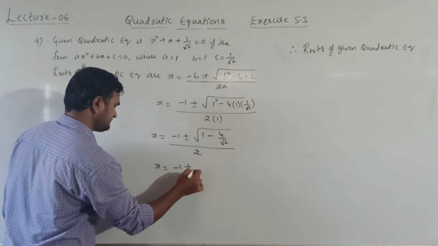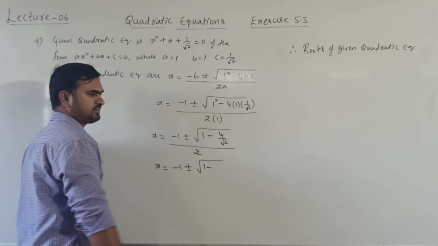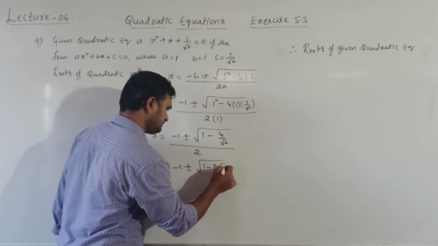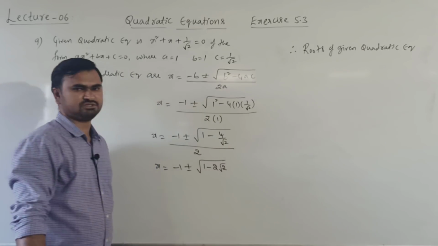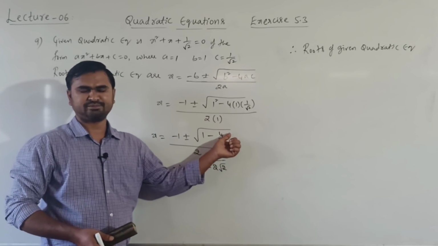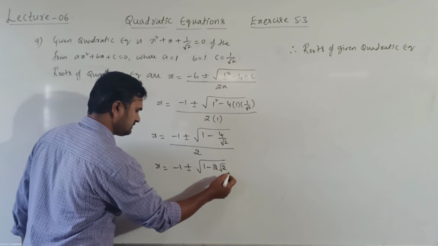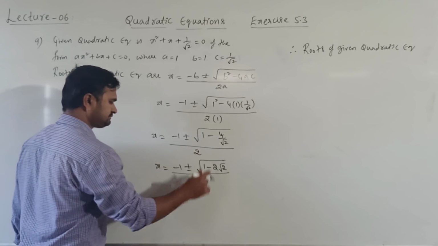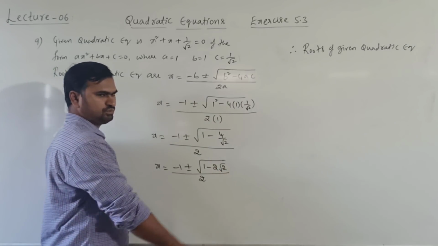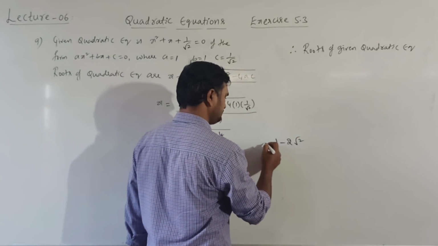So x will be minus 1 plus or minus root of 1 minus, what is 4 by root 2 we can write? 4 by root 2 I can write 2 root 2. Observe, 4 by root 2, by rationalizing the denominator, multiply and divide by root 2, we get 2 root 2 divided by 2. Now what is this value? 1 minus 2 root 2. What is the value of 1 minus 2 root 2?